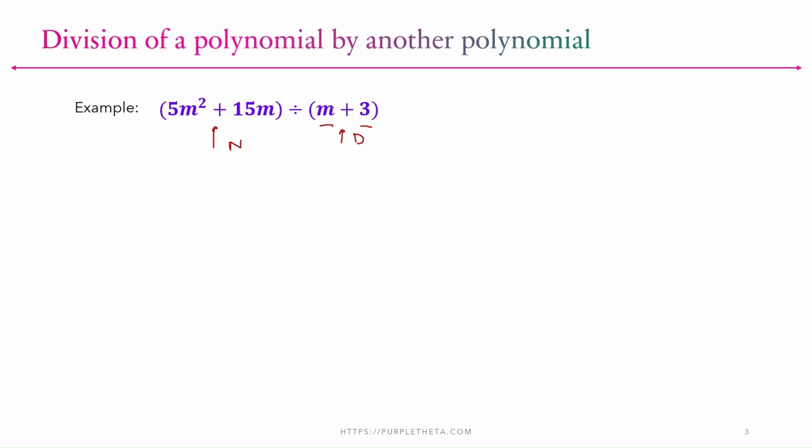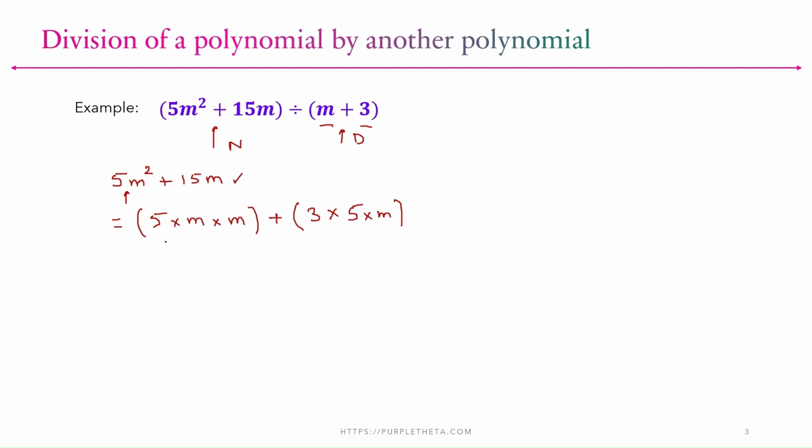Let us look at 5m square plus 15m. I will write it down here. We can write it in factor form. So for 5m square, I will write it as 5 multiplied by m multiplied by m, right? In a bracket. After that, we have a plus sign. And for 15m, I will write it as 3 multiplied by 5, that is 15 multiplied by m. So that is 15m. Okay.